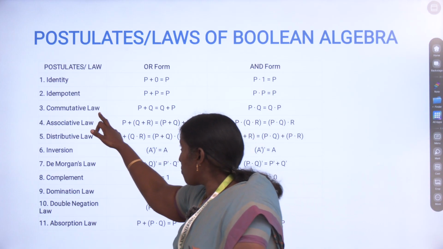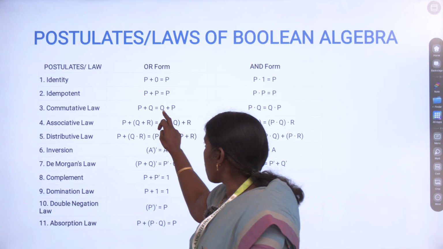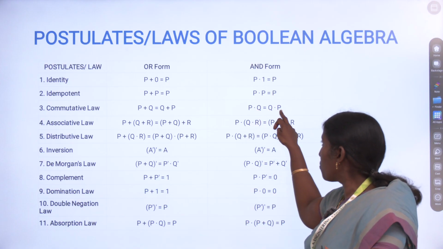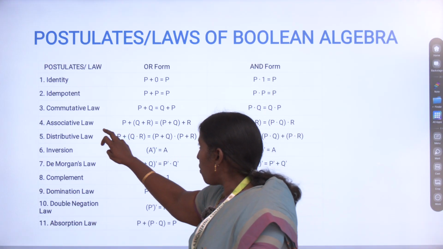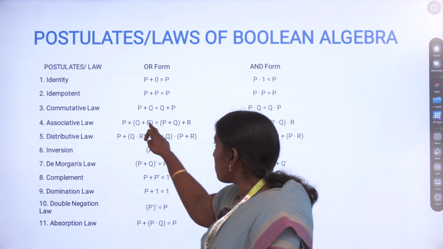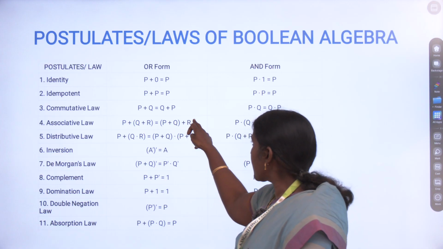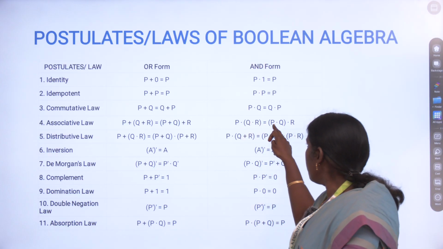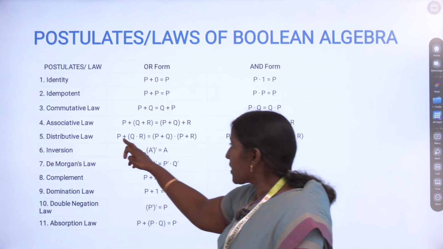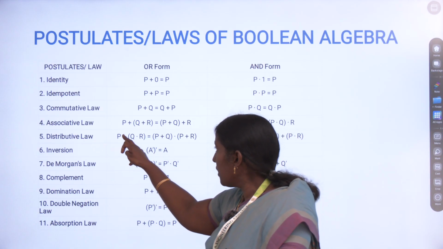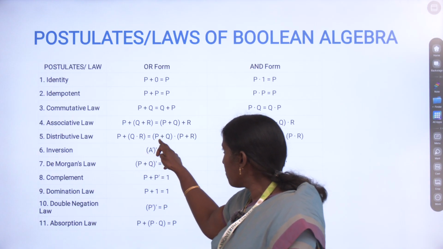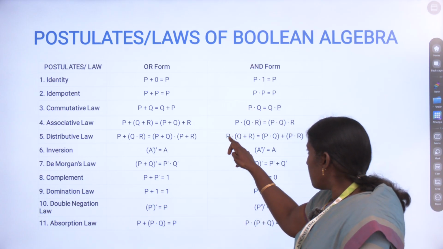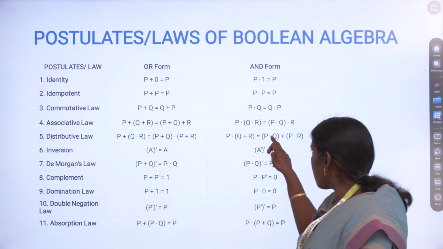The third law is commutative law. It is given by P plus Q is equal to Q plus P, and in AND form it is given by P dot Q is equal to Q dot P. Next law is associative law, which is given by P plus Q plus R is equal to P plus Q plus R, and in AND form it is given by P dot Q dot R is equal to P dot Q dot R. Next law is distributive law, which is given by P plus Q dot R is equal to P plus Q dot P plus R.